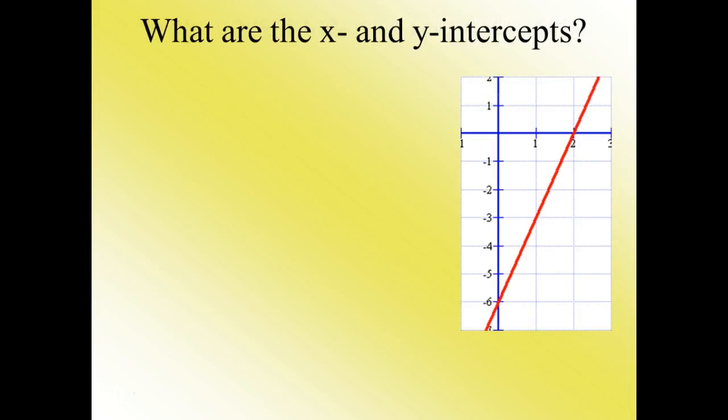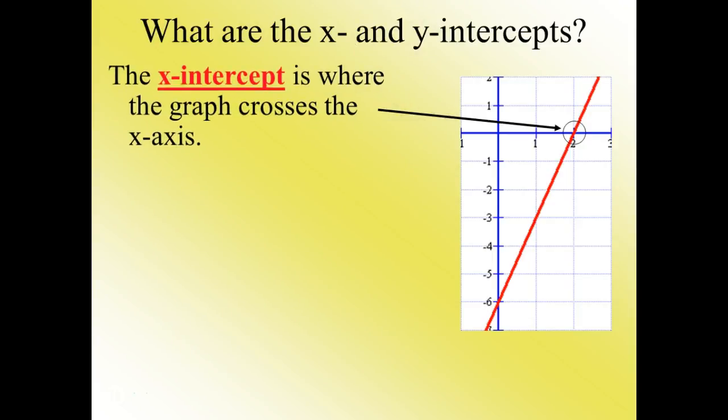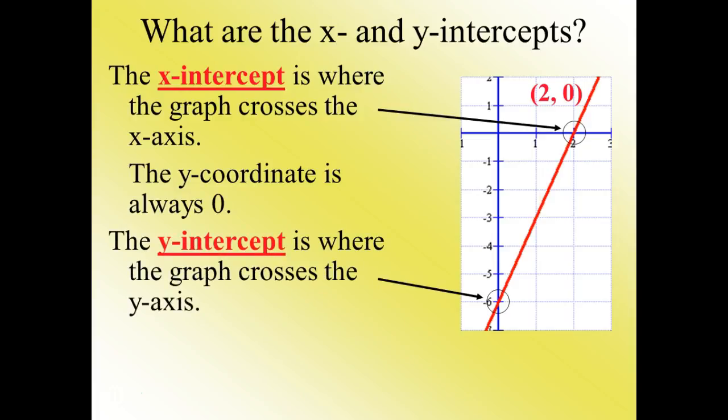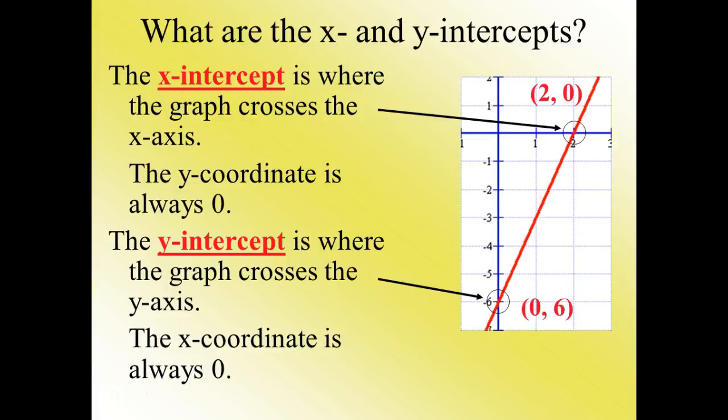Well, we'll look at a graph to talk about that question. The x-intercept is where the graph crosses the x-axis. And sometime in this class, you're going to have graphs that have more than one x-intercept. But one important thing to know about the x-intercept is that at that point, whether you have 1, 2, 3, or more x-intercepts, the y-coordinate will always be 0. The y-intercept is where the graph crosses the y-axis, and at that point, the x-coordinate is 0.